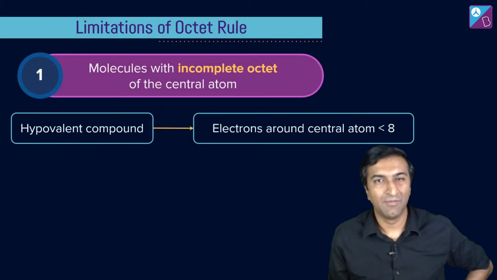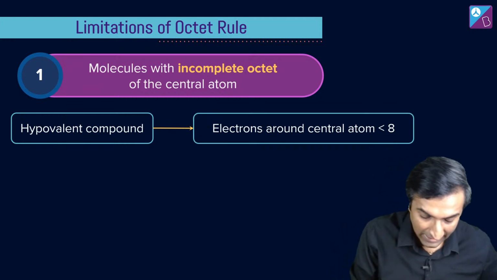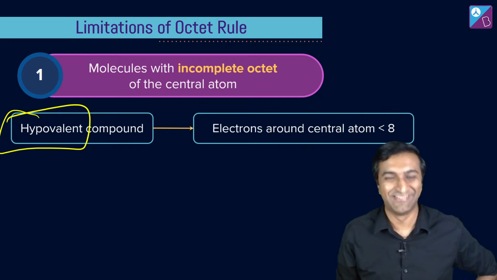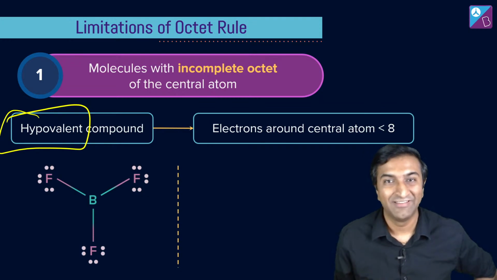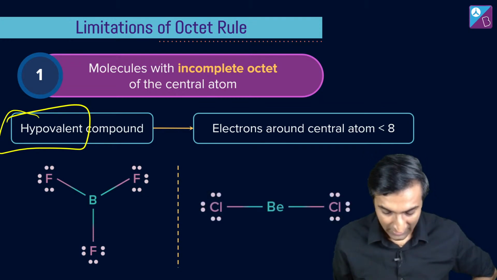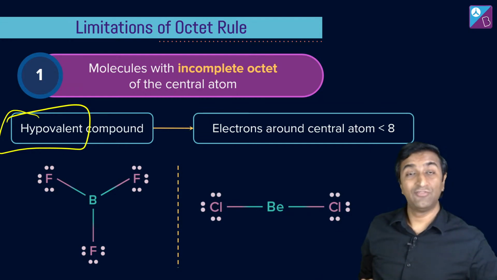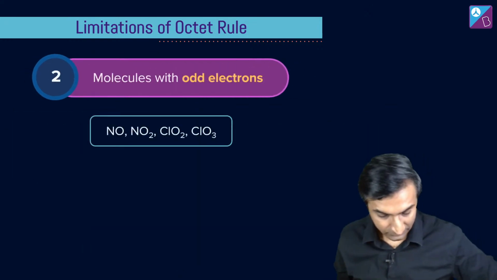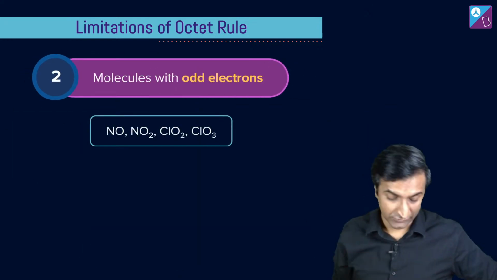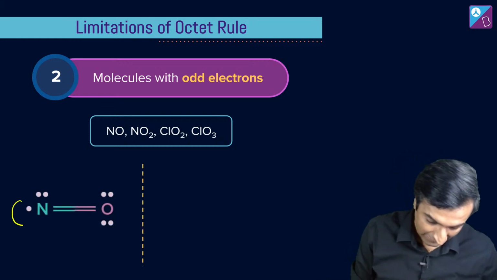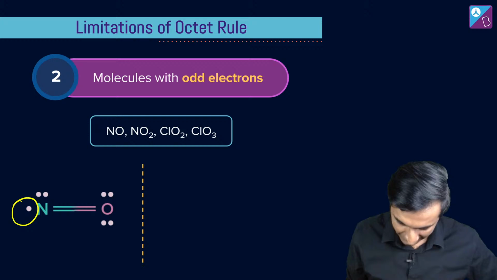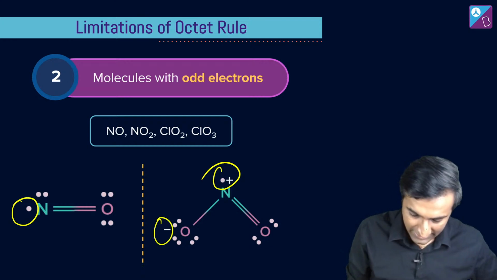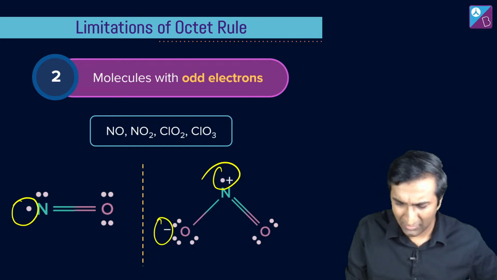Now let's look at some limitations of this octet rule, right? Some are called hypovalent, meaning some are satisfied with fewer than 8. Chemistry, welcome to exceptions. The best example is BF3, boron trifluoride, and also beryllium fluoride. These are amazing compounds that don't need an octet, and they are quite satisfied, they are happy. Some have odd electrons, which is also fascinating. Look: NO or nitric oxide, NO2, ClO2, ClO3, all of these have odd electrons, and look at this formal charge splitting also, minus plus.